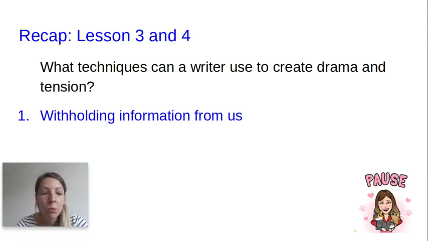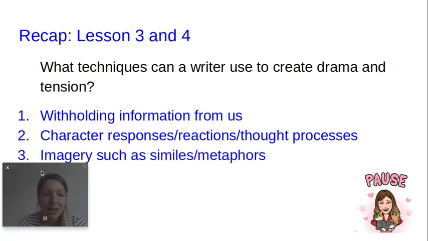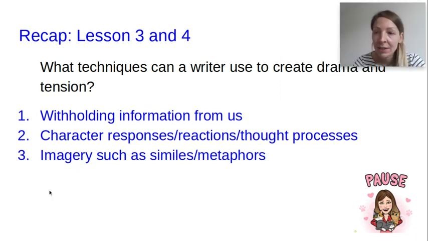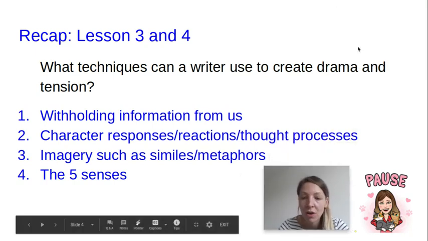So, number 1, withholding information from us, so keeping something from us. Number 2, character responses and reactions, so their thought processes. 3, imagery, such as similes and metaphors. And finally, we looked at use of the 5 senses. Okay, so ways of building drama and tension.